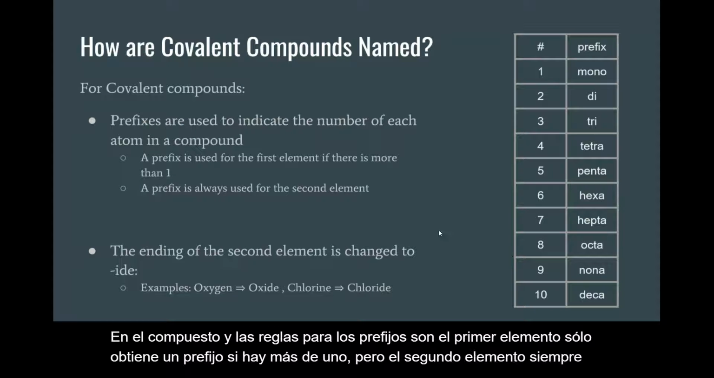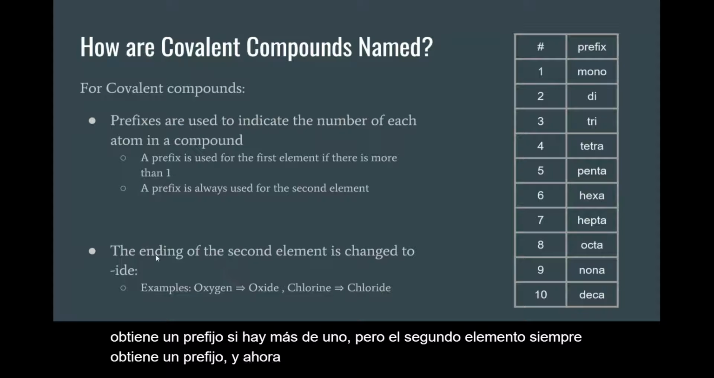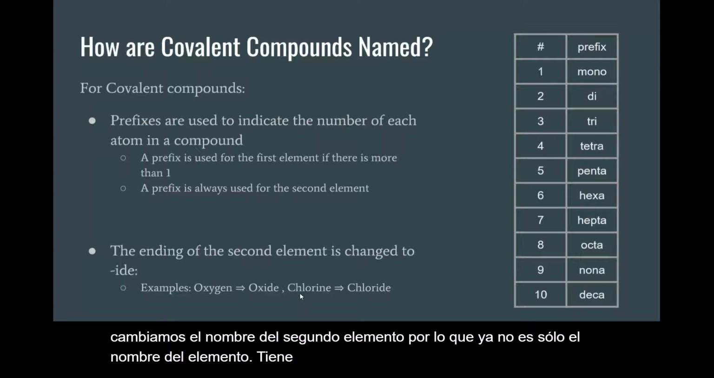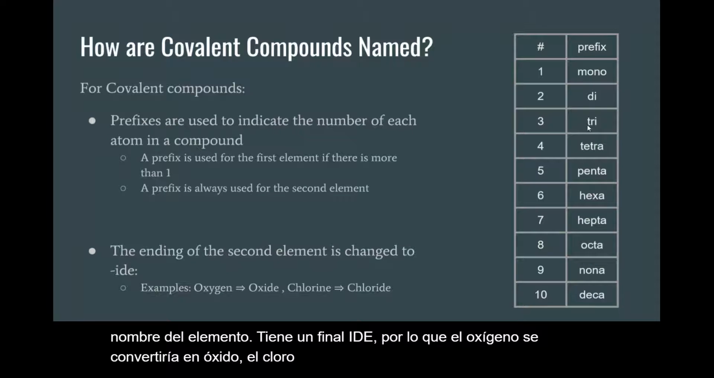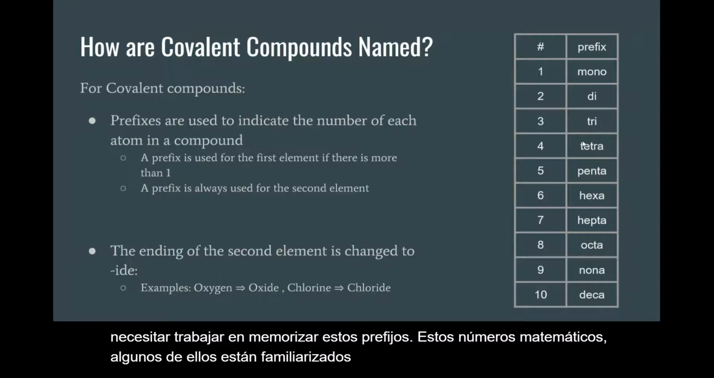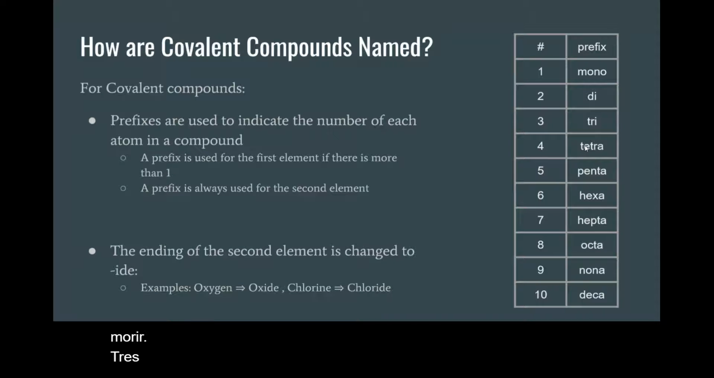And now, when we start bonding, we also change the name of the second element. So it no longer is just the element name, it has an IDE ending. So oxygen would become oxide, chlorine would become chloride. And then we're going to need to work on memorizing these prefixes, these mathematical numbers. Some of them you're familiar with. 1 is mono, 2 is di, 3 is tri, 4 is tetra, but you have to just practice with these.